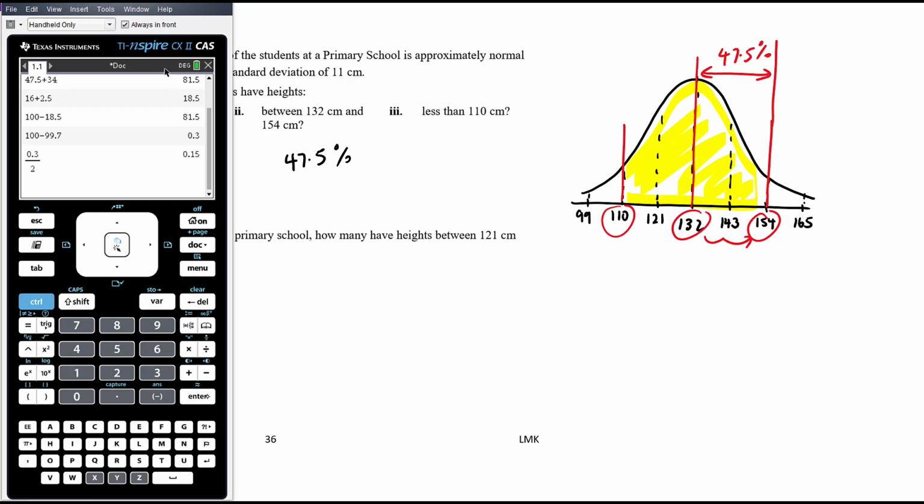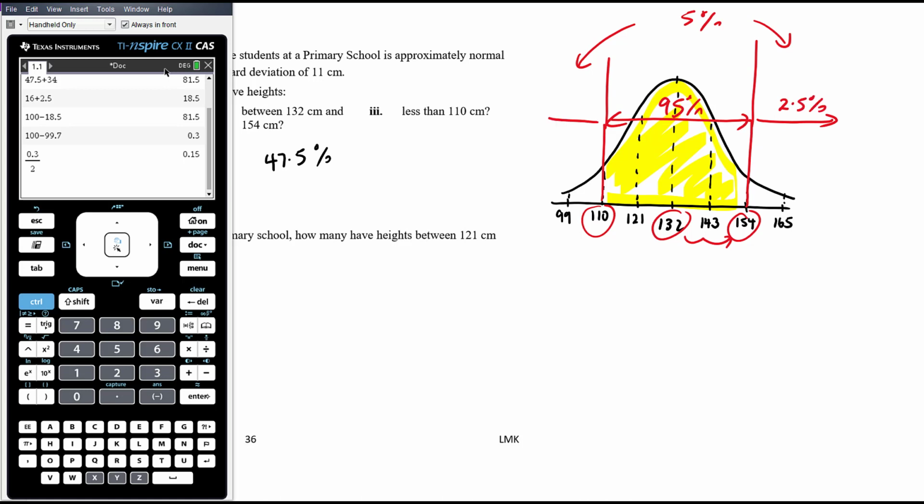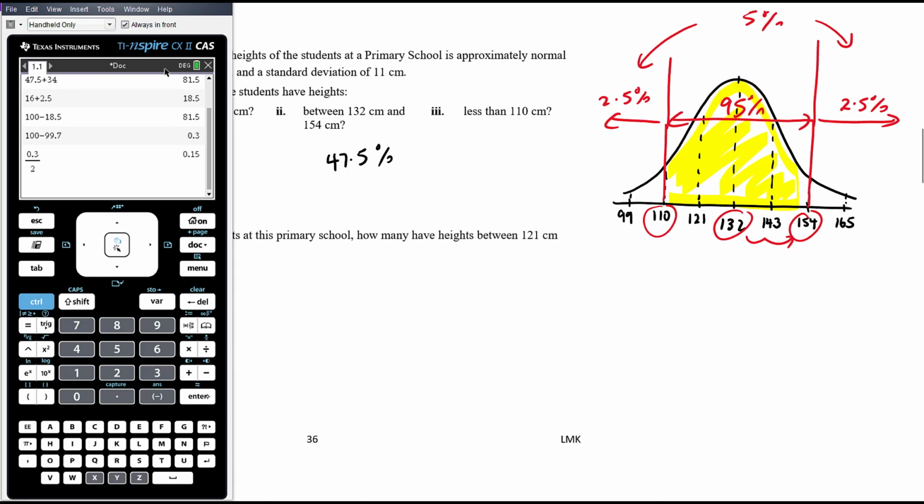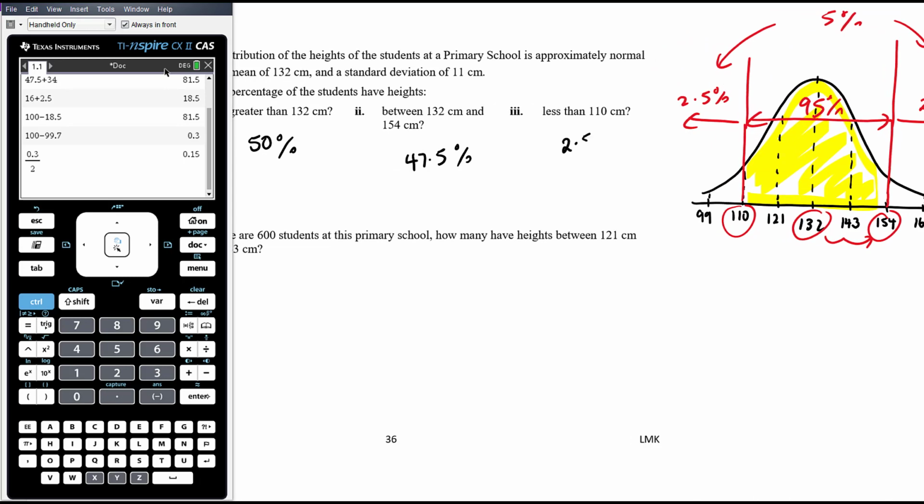Alright, and then part 3, less than 110. Okay, we can stick with the diagram we've got here. So we know we had 95% here. We've got 95% in there, between there and there, which means there's 5% left in total. Which means this must be 2.5% above 154 and 2.5% below 110. So what percentage of students have heights less than 110 centimetres? 2.5%.